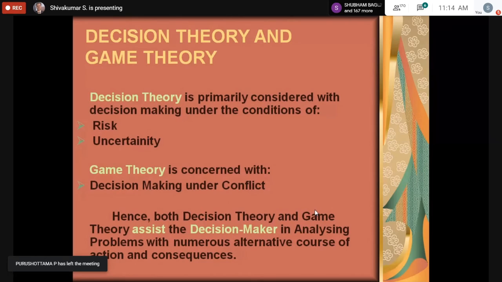Lastly, that is decision theory and game theory. Decision theory and game theory both are synonymous, in fact, because a decision basically involves mainly three things: risk, uncertainty, and certainty.